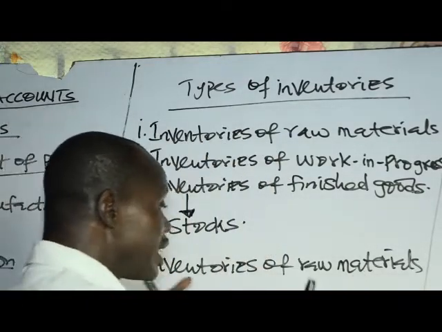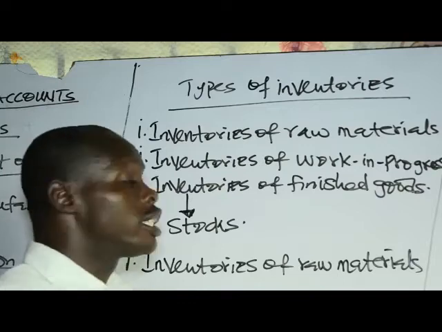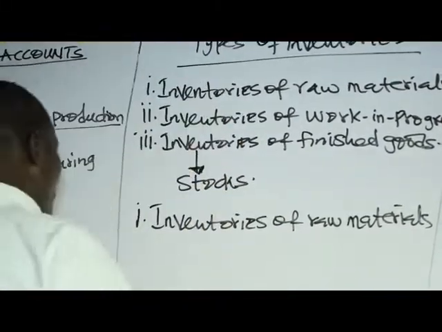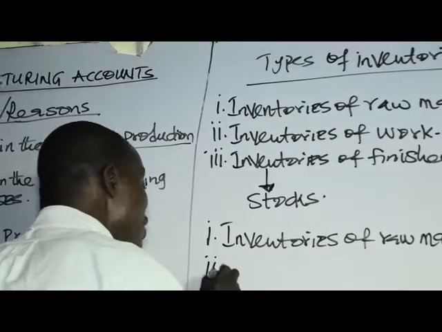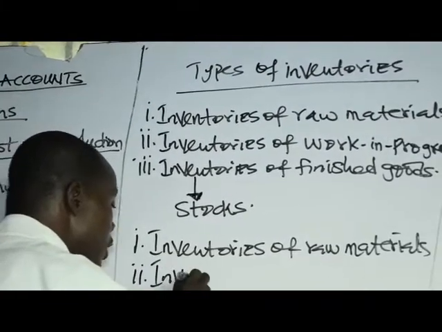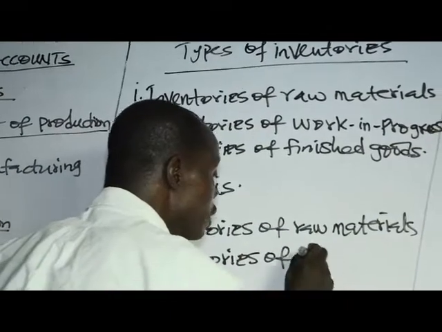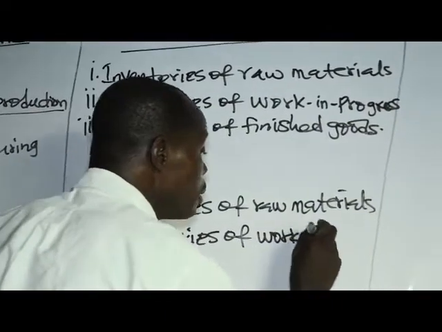I've told you that raw materials are the substances from which goods are manufactured. Number two, we have inventories of work in progress.